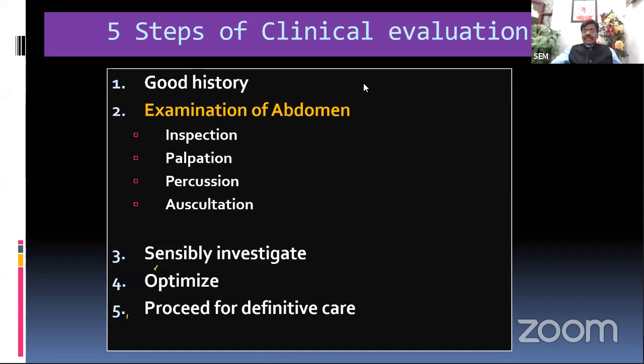Okay. Then all these people, especially with intestinal obstruction, will be vomiting a lot. So you have to rehydrate the dehydrated patient. So you have to optimize this patient. Then you plan for treatment, either surgery or medical treatment. So this is the way we are going to approach these patients. Okay, let's move on.